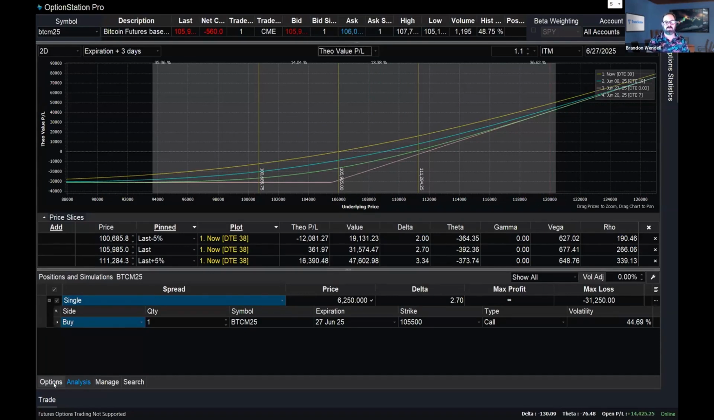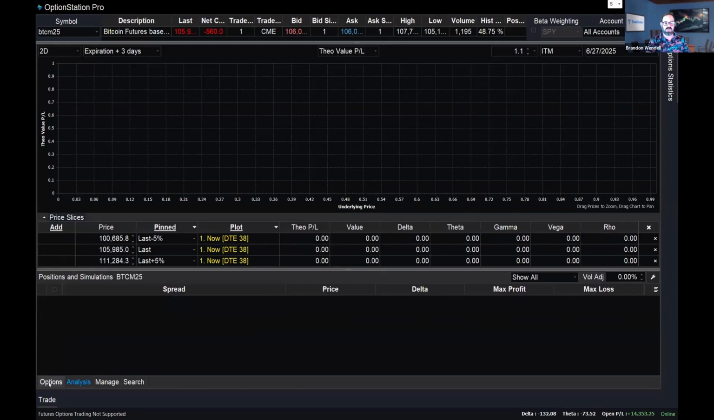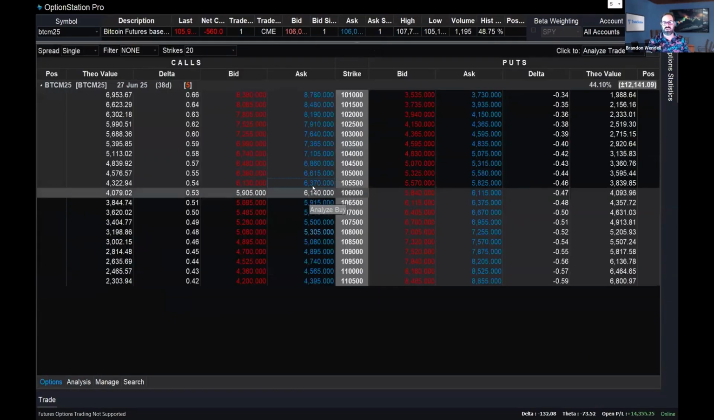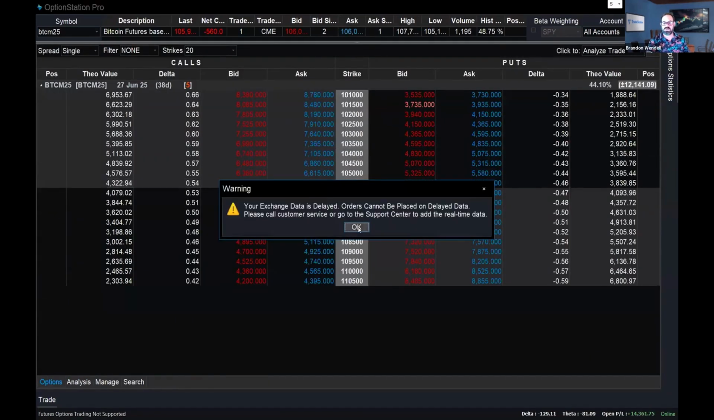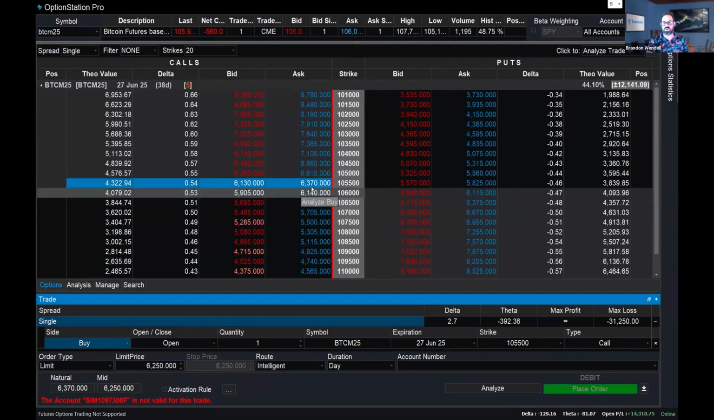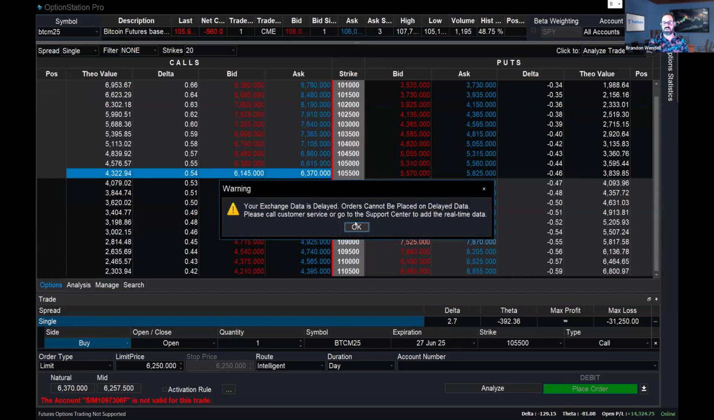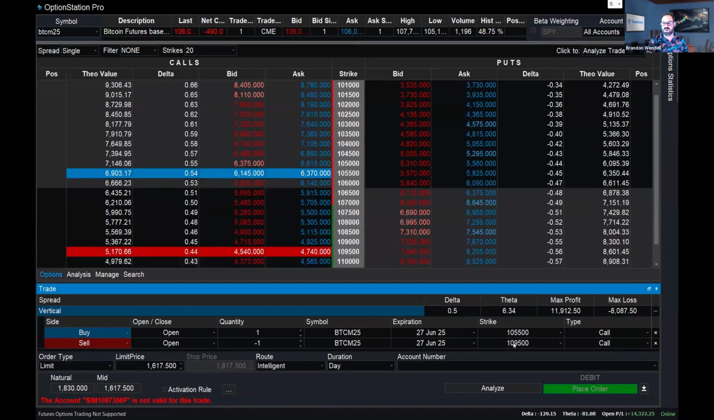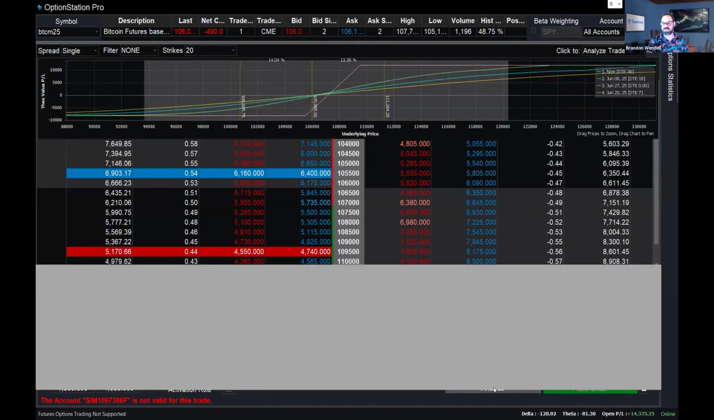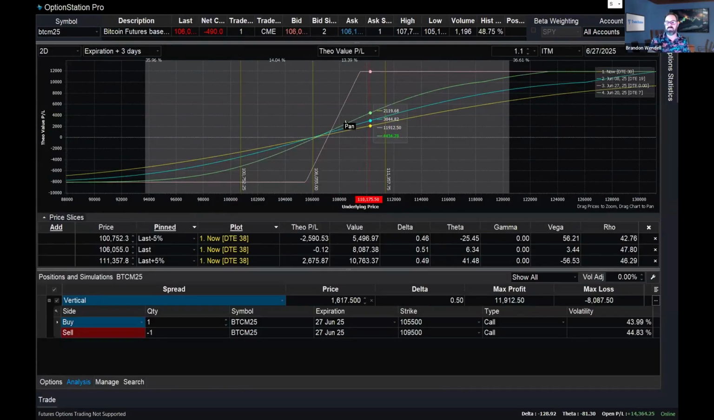I was mentioning doing a vertical spread. Let me go back. I was doing a different security, but it doesn't matter. Right here, I can click. Oops. There's one. By holding the Control key, I am able to select a second. So we're buying one, selling the other. And there is my spread. Delta, theta, max profit, max loss. There's my analysis tab with the times.